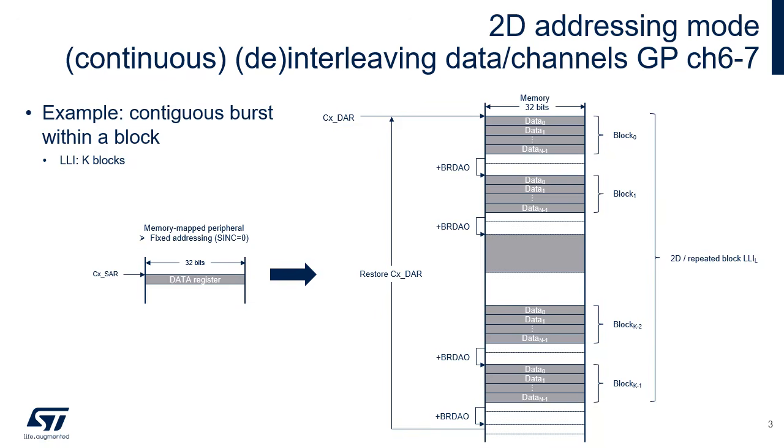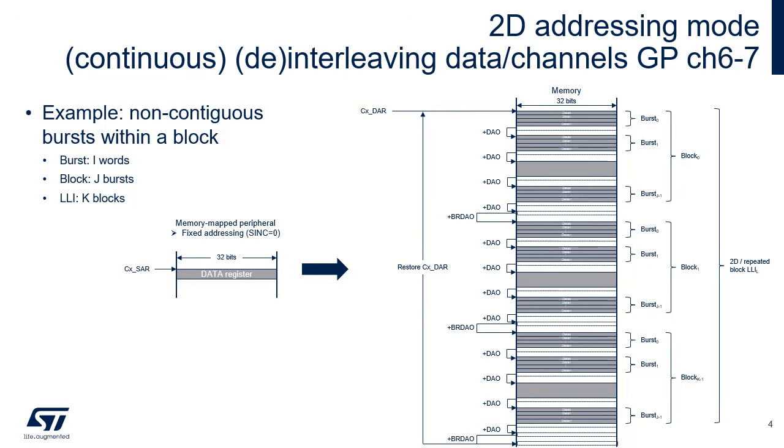This automatic restoration requires a link operation. In this example, bursts are placed contiguously in memory, so the burst destination address offset, the DAO field of the CXTR3 register, must be null. For performance optimization, destination transfers should be programmed as forward bursts.